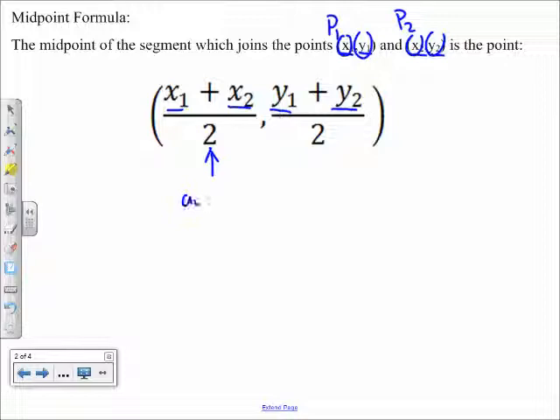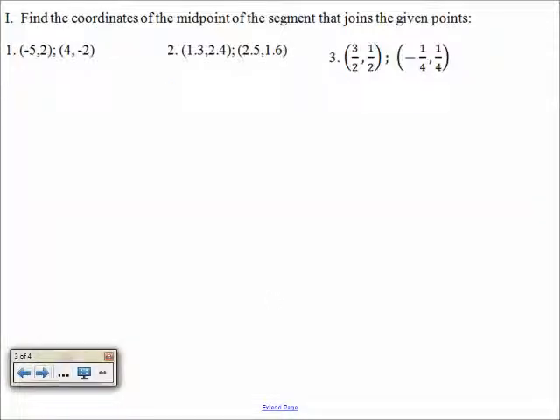So this is really just the average of x's, and this is the average of the y's. Because if the midpoint is the middle value of a set of coordinates, another way of measuring middle value is mean, or average, which is why we're taking the average of those 2 coordinates. So let's apply this formula to some examples.